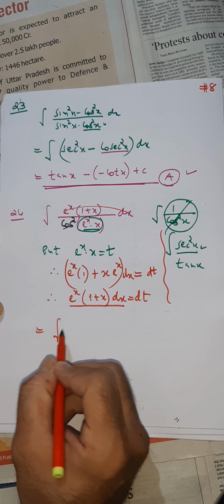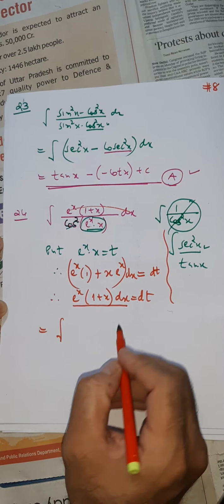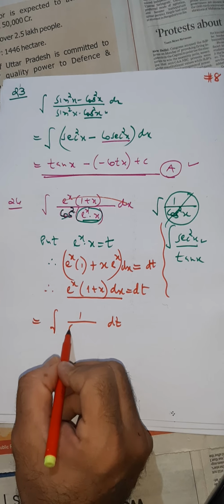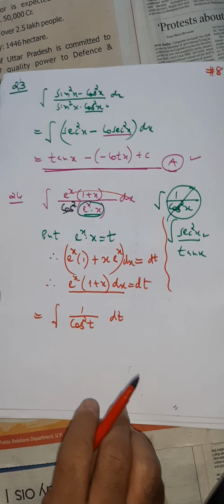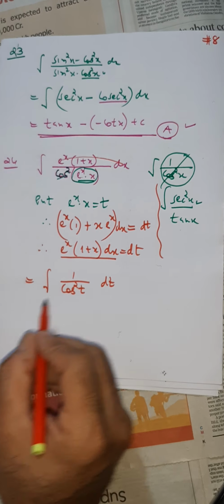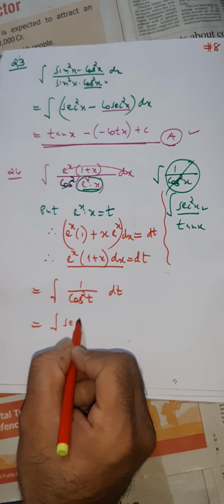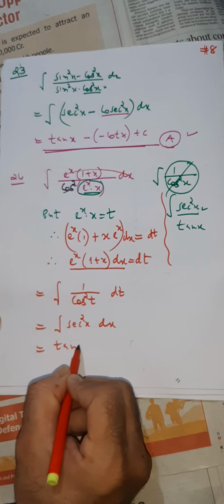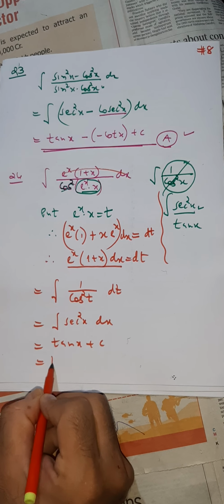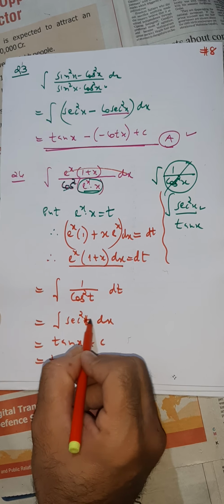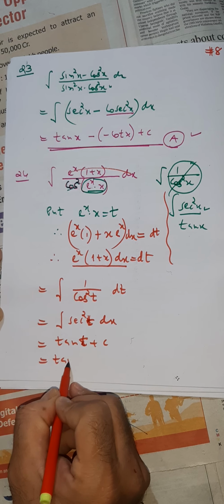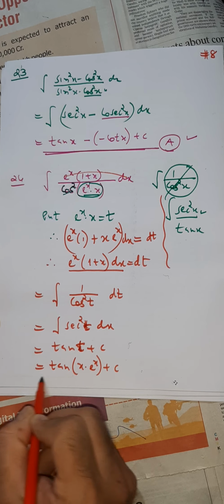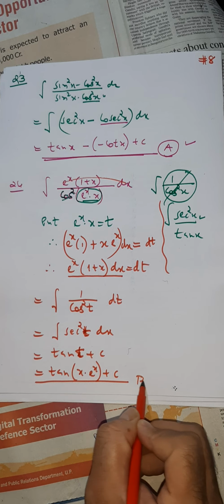So this will finally be replaced by dt here, 1 upon, this was t, so this is cos square t. What is 1 upon cos square? As I explained, this is just sec square. And what's the integral of sec square? Tan x plus c. And this is sec square t, so this is tan t. But what was t? t is x into e raised to x, plus c. So this is your answer, option B.